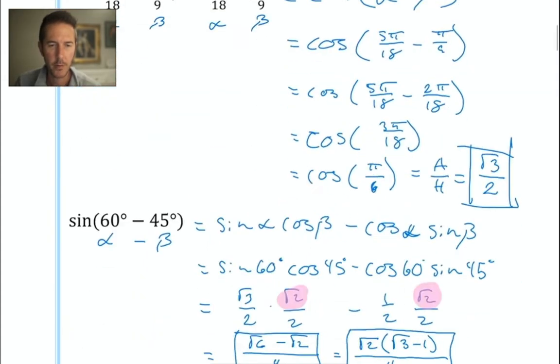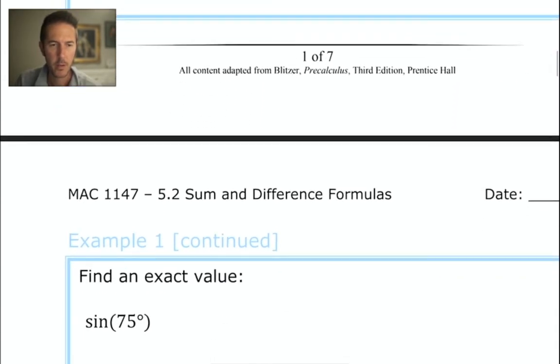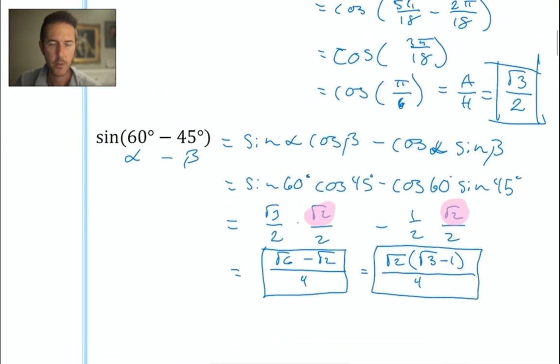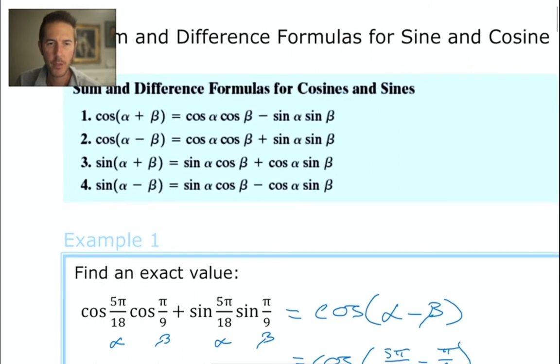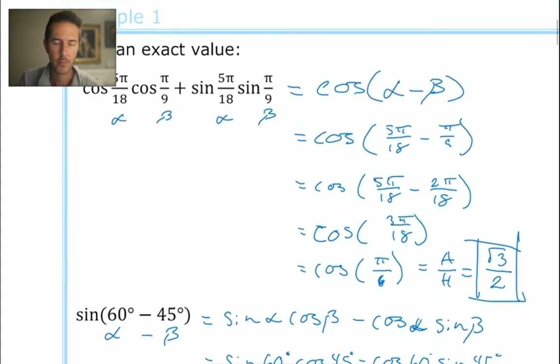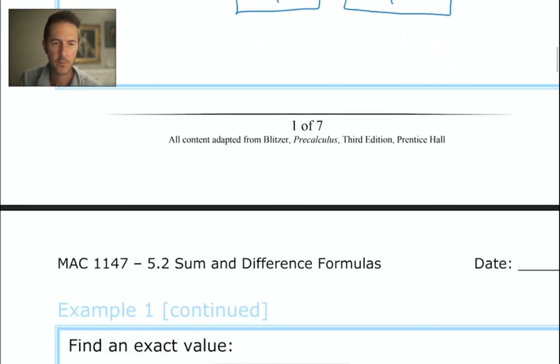Let's just pop down and see what that was. Sorry about that. It was the sine function. So we're going to use the sine of alpha plus beta. That's equation number 3, and it's sine cosine plus cosine sine. All right, let's set it up.